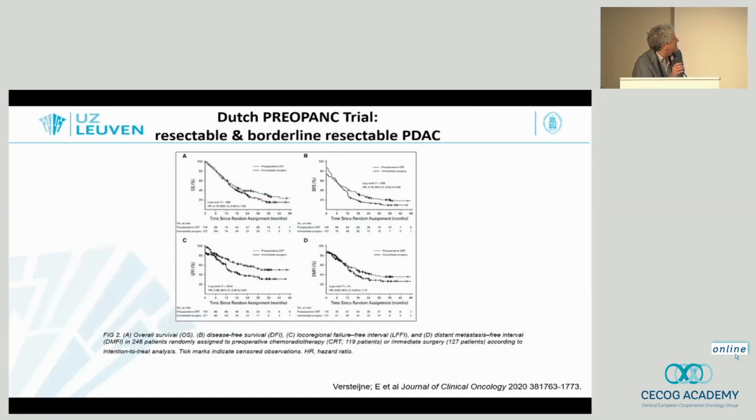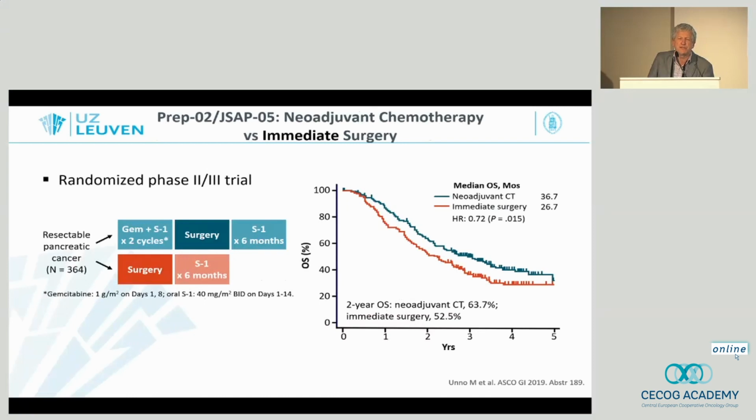And here you can see the curves as they were published in the JCO in 2020 for the different endpoints. Top left, a trend for improved survival, no significant difference. You can see the numbers for disease-free survival, locoregional failure-free survival, and distant metastasis-free survival. In some of the endpoints in these 246 patients, there was a statistically significant benefit, and in some others not. So there is clearly something in it, but it's not easy to do a correct interpretation. And I'm sure that Teresa will come back to that much more when she talks on locally advanced disease.